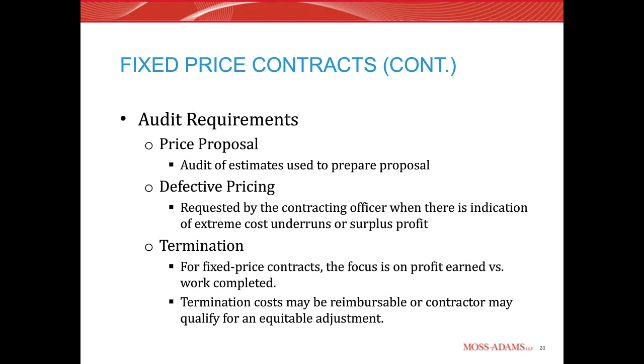And then for all contracts, you may have a termination audit. For fixed price, it's mostly focusing on what's been done and how much profit's been earned and is that reasonable to get at a negotiation point. It can be for all the costs that are reimbursable, so it really depends on the contract. But when it's terminated, there's typically a clause that relates to how to compute the costs of termination, and then the audit will be done to make sure that that complies with that clause.